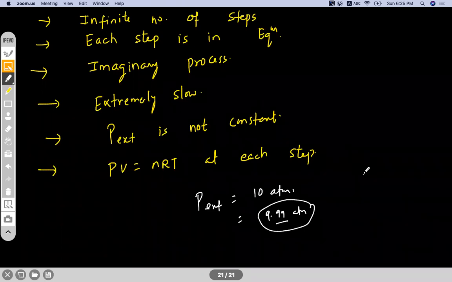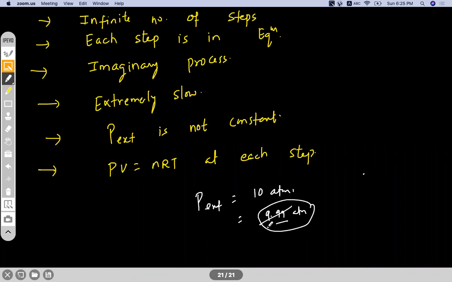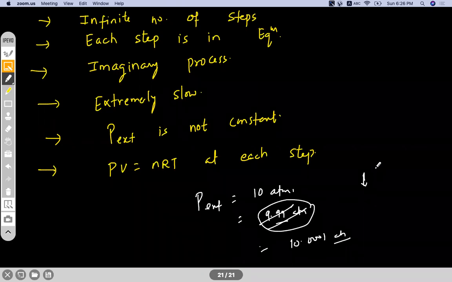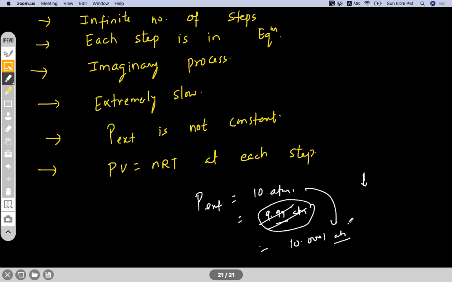Or you have increased it, for example, I'm taking 10.0001 atmospheric. So the piston that comes down, that shift is very small, right? Because the pressure that you have increased is very small, large increase is not there. So the piston will go down slowly, and the movement of the piston is extremely small because the pressure difference, 0.001, is not that high.